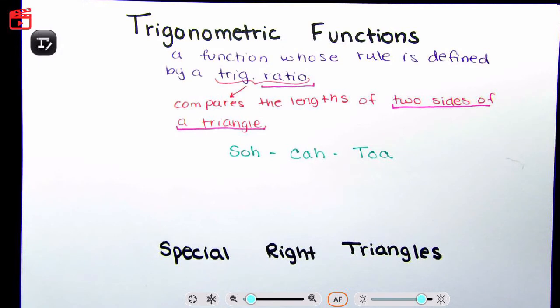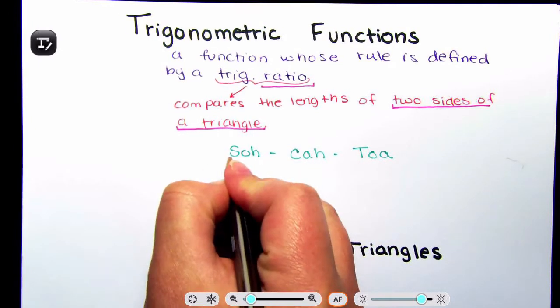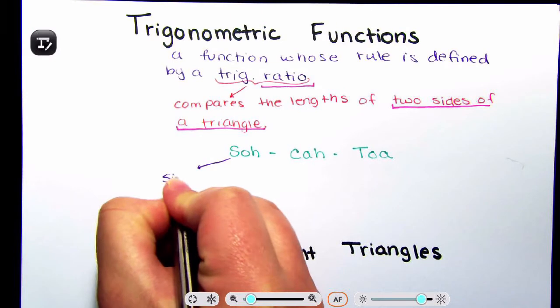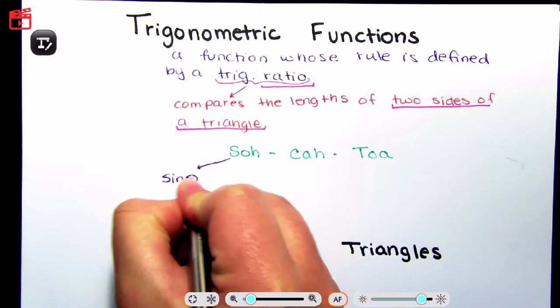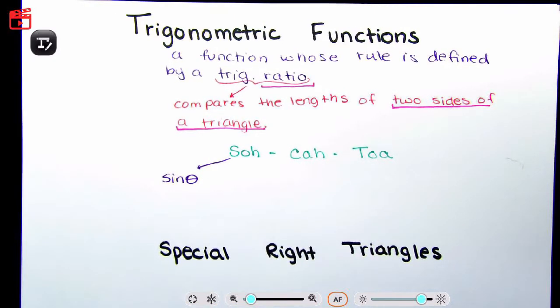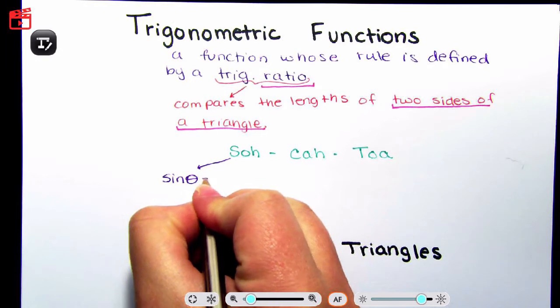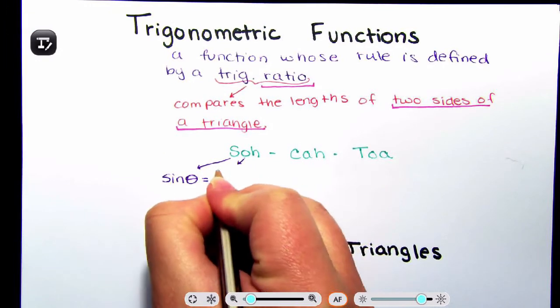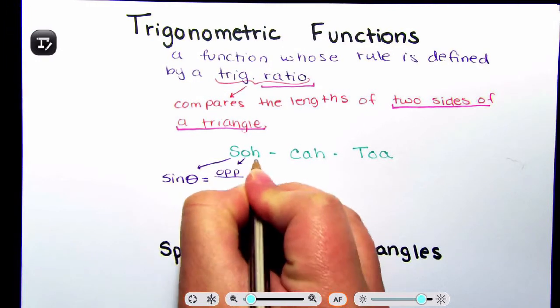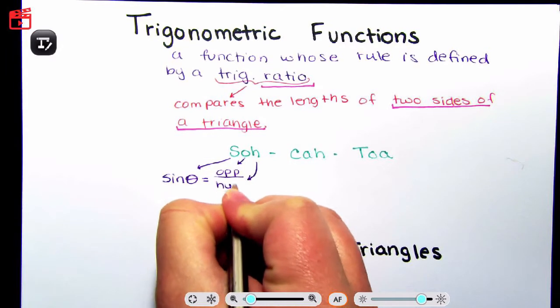Now, SOH CAH TOA is just an easier way for us to remember what those trigonometric functions are. It helps us to know what the function is to the two sides of a triangle. For example, SOH means we have sine of theta. Now, theta is just your angle measure. Typically, angle measures are used in Greek letters, theta, alpha, gamma, etc. So, SOH means that you have opposite over hypotenuse.